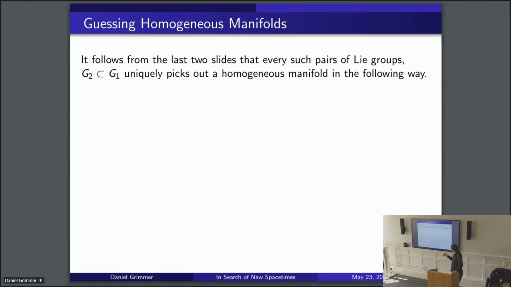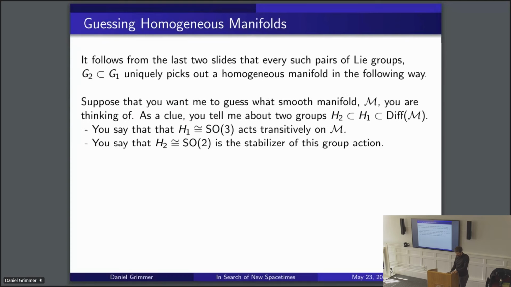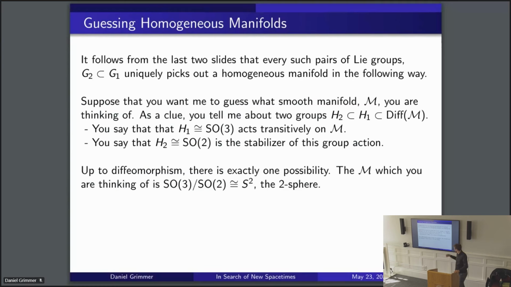if you pick two Lie groups, it uniquely picks out a homogeneous manifold in the following way. You're thinking of a manifold M. I don't know about it, but you give me two clues. You say there's two subgroups. The subgroup H1 is SO3 and it acts transitively. The other subgroup is SO2 and it's the stabilizer of that group action. Now you've told me everything about your spacetime, or your manifold, I mean. So up to diffeomorphism, there's one possibility. You have to be thinking of the two-sphere, okay?